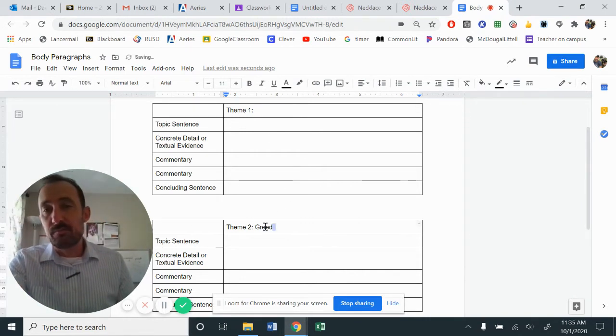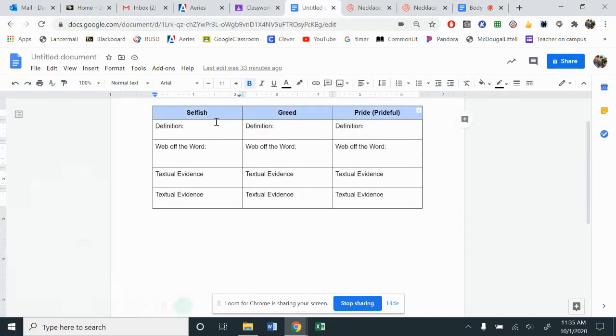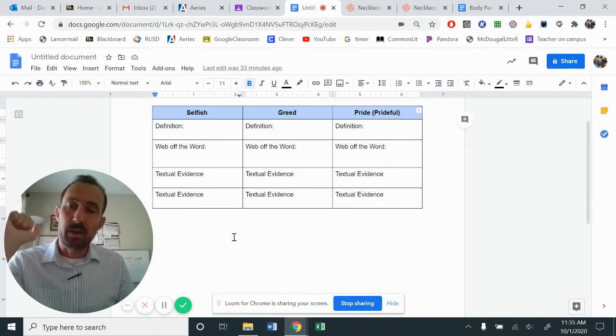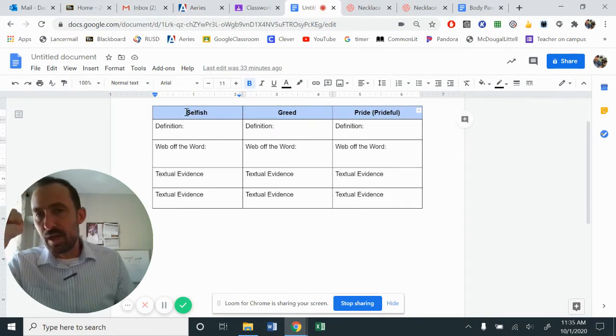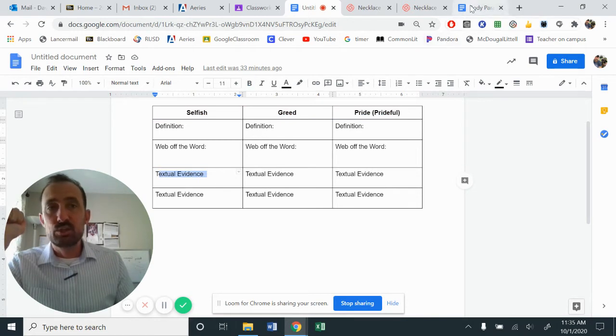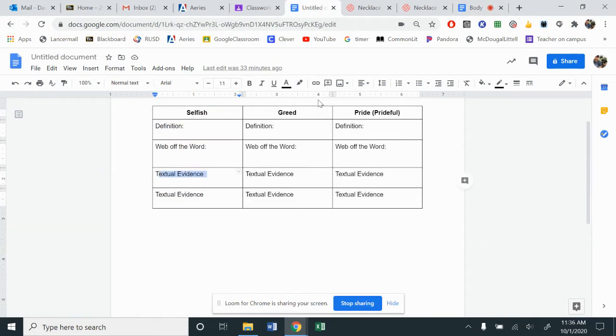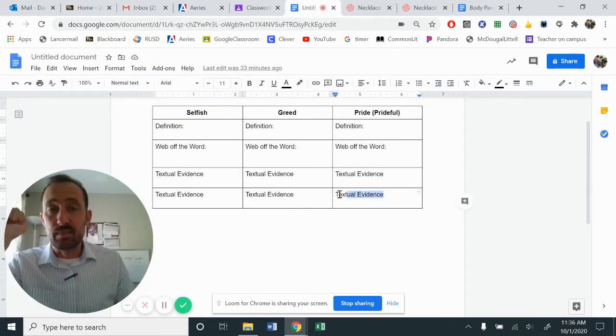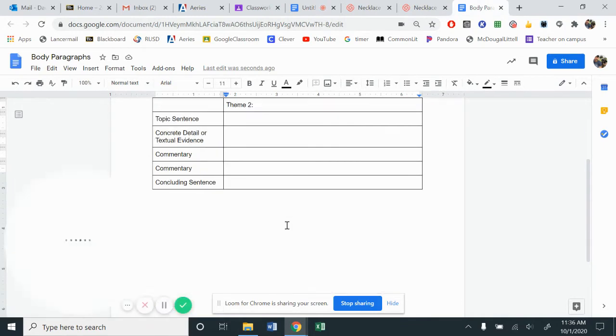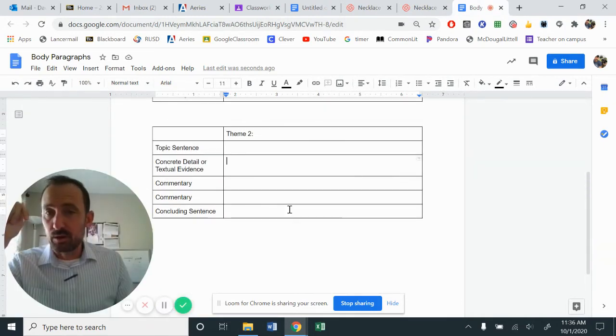However, the very first thing that we need to do is we need to move over our textual evidence from this paper to our body paragraphs. So if you have selfish and you really like this piece of textual evidence, can you please take a moment and put it into the textual evidence box for that paragraph? Okay. If you selected prideful and you like this piece of textual evidence that you found, please cut and paste or retype that into that body paragraph.